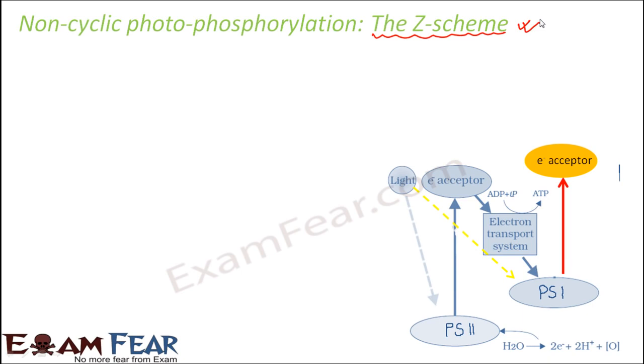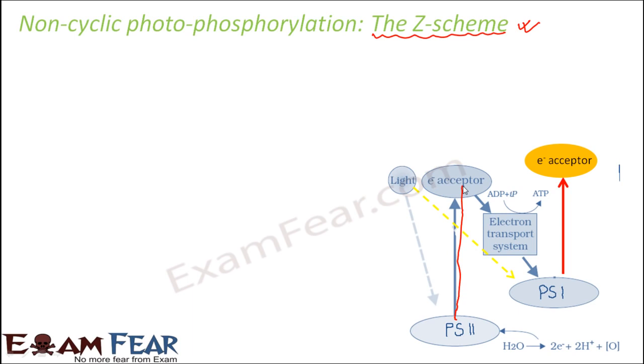Now, throughout this process of non-cyclic photophosphorylation, what did we see? We saw that light falls on PS2. From PS2, the electron gets excited. It is taken in by the electron acceptor. It passes down the potential gradient through the electron transport chain. Taken in by PS1, again it gets excited and is accepted by the electron acceptor. This is how the movement of the electron takes place.